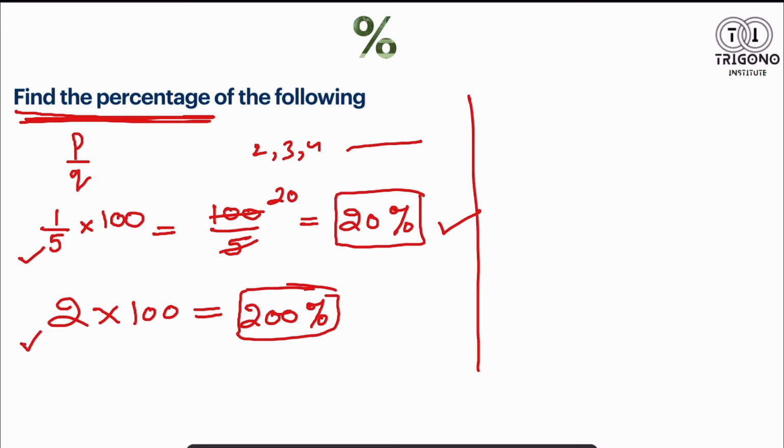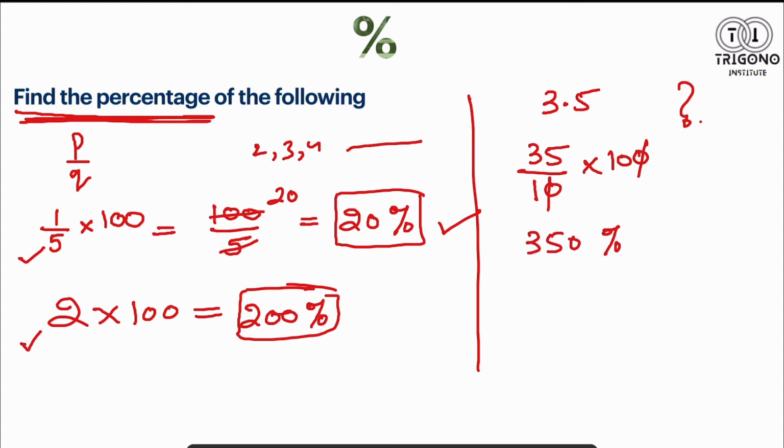Like if I have a decimal number 3.5. So first of all I can write it like 35 by 10. I am converting it into a fraction. So again we are following the same way, multiplying with 100, and after multiplying you can see 350% is the answer.